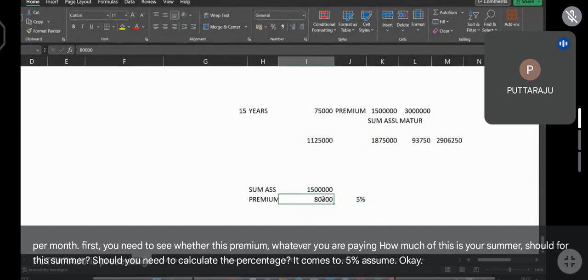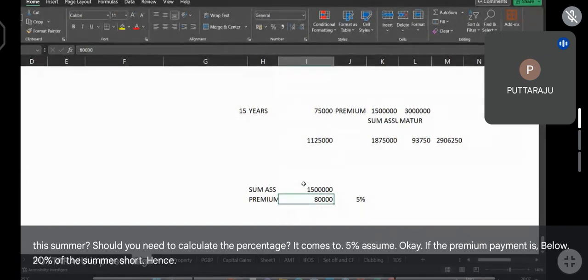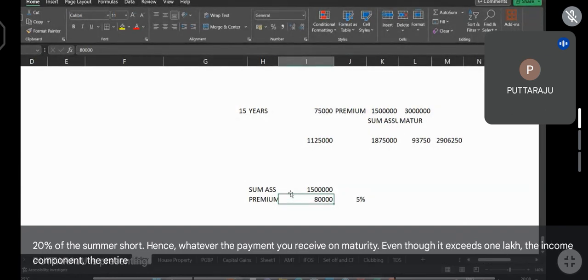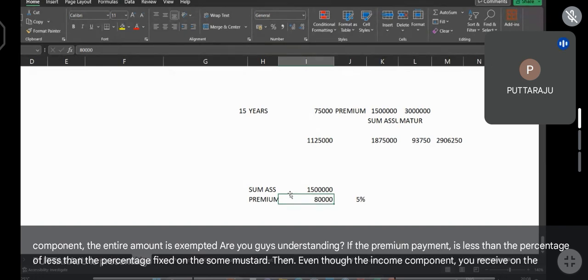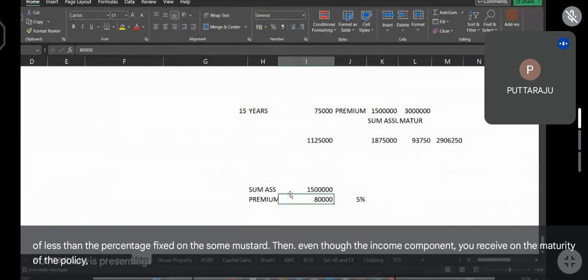If the premium payment is below 20% of the sum assured, then whatever payment you receive on maturity, even though it exceeds 1 lakh, the income component, the entire amount is exempted. Are you understanding? If the premium payment is less than the percentage fixed on the sum assured, then even though the income component you receive on the maturity of the policy exceeds that, it will be exempted. That is the first case.